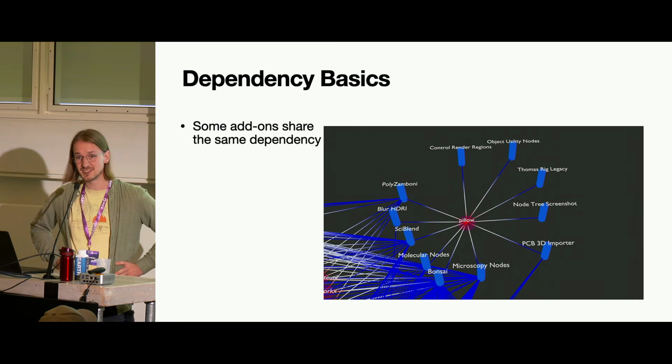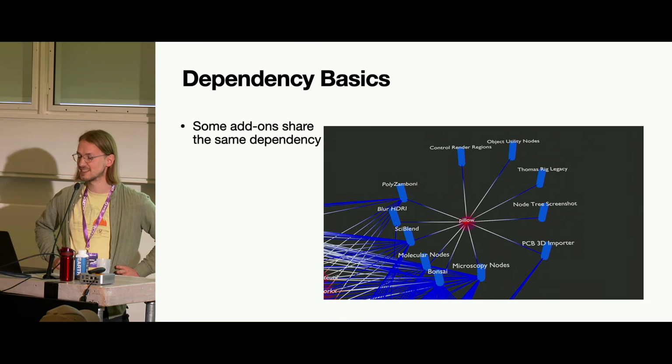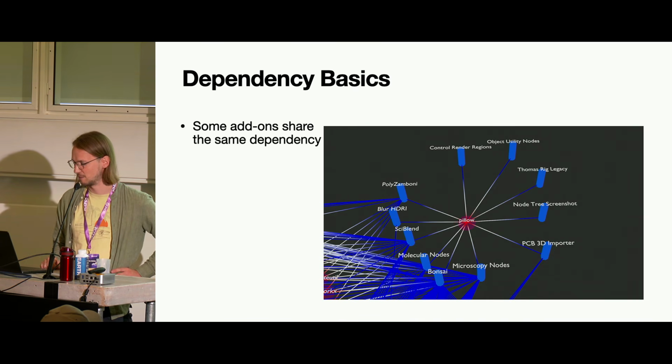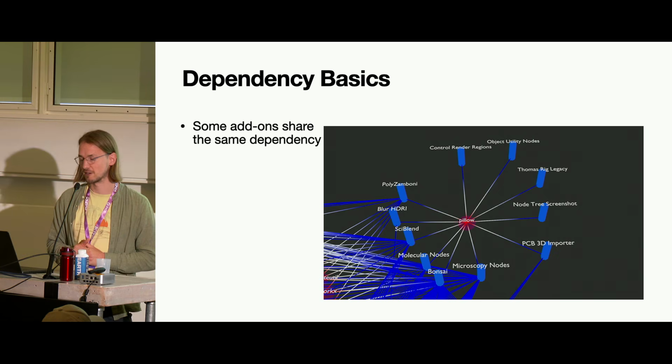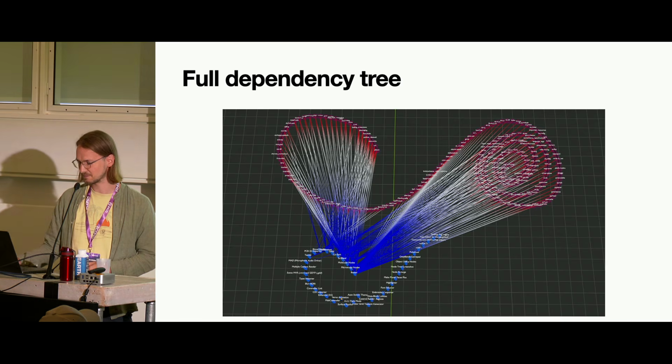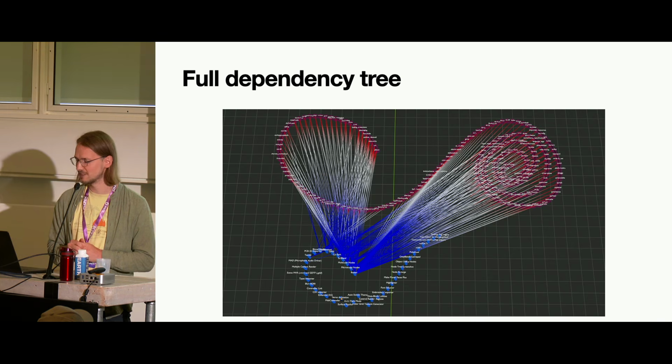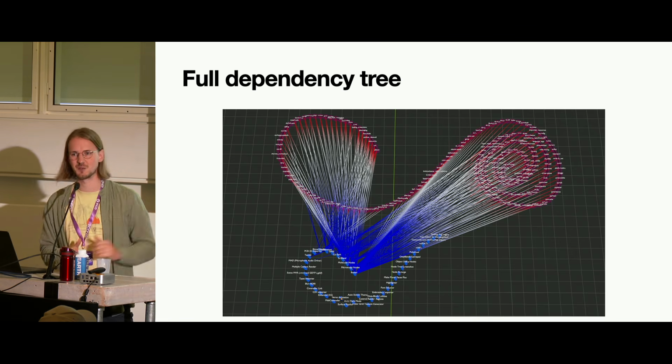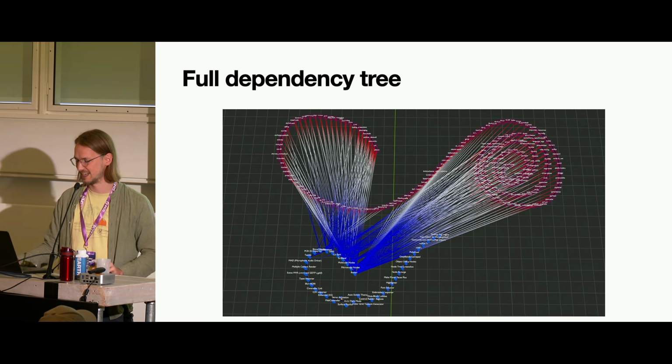Okay, and there's also now the case that some add-ons share the same dependency. So we have now Pillow, and we have, for example, Molecular Nodes, but also Microscopy Nodes, which both use this package, and it's installed in the same environment. So all extensions are always using the same dependency. If we now map all these extensions with all the dependencies, we get this graph here, and you can see that it's a quite big network of add-ons and dependencies.